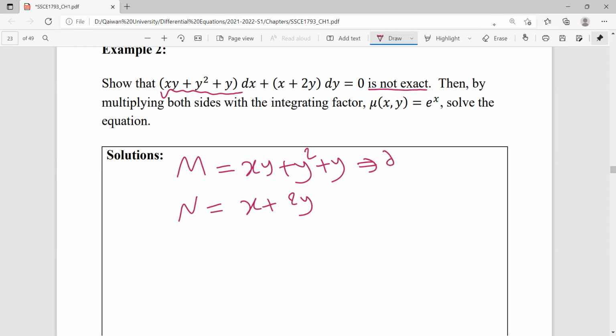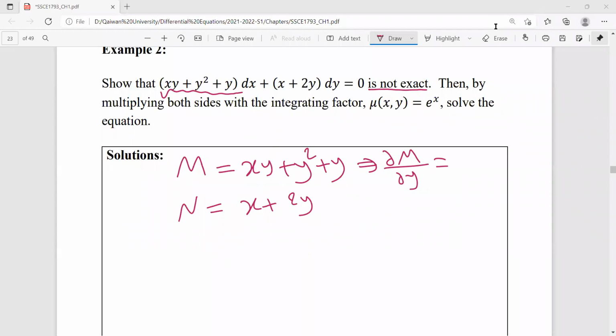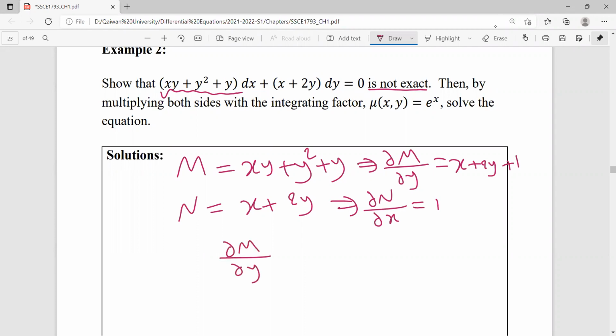From this, partial m by partial y equals, here we are going to take the derivative of m with respect to y, and we get x plus 2y plus 1. And partial n by partial x equals 1. As you see here, partial m by partial y doesn't equal partial n by partial x.